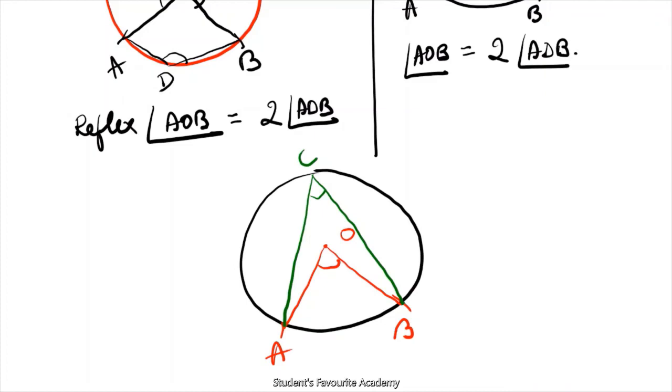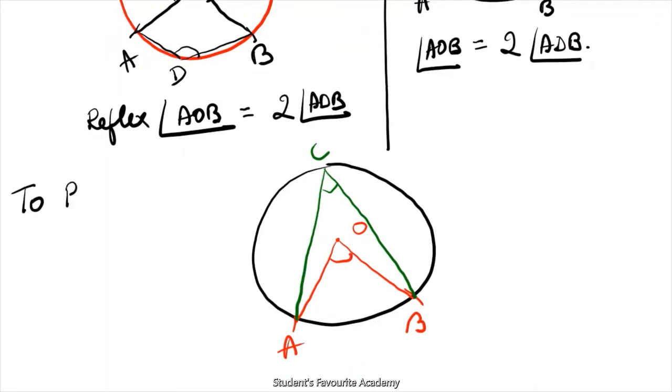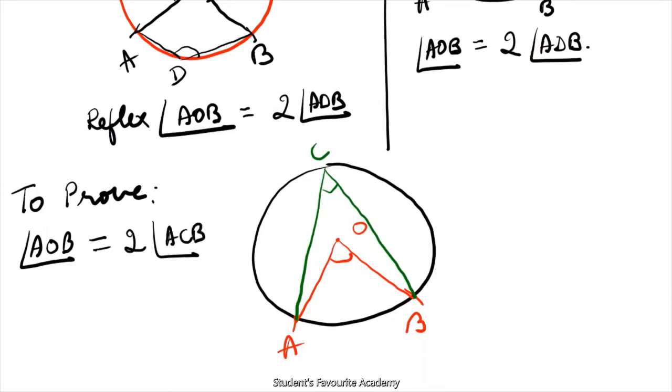Angle AOB is equal to twice angle ACB. Okay, this is what we have to prove. Angle AOB is equal to twice angle ACB. Now, in order to prove that, we have to do some construction.